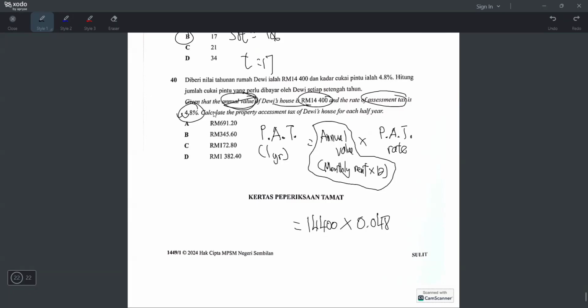But look at the question. Calculate property assessment tax of David's house for each half year. Half year, half year. This one is 1 year. So how to get half year? You divide by 2. So just press all this, then you get your answer. Okay, wait for me, I'm pressing my calculator. Divide by 2. I just pressed my calculator already, and it gives me 345.6. So B is your answer, right?